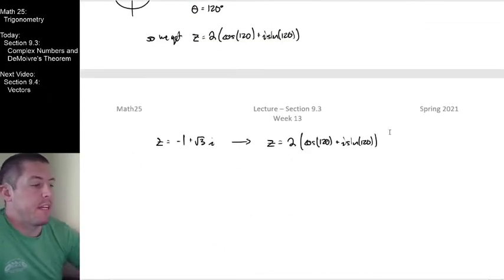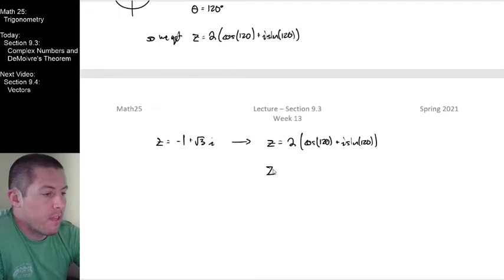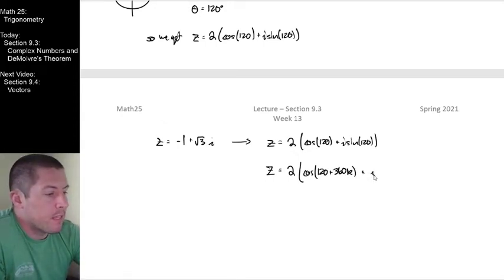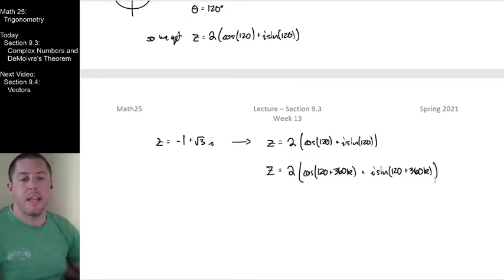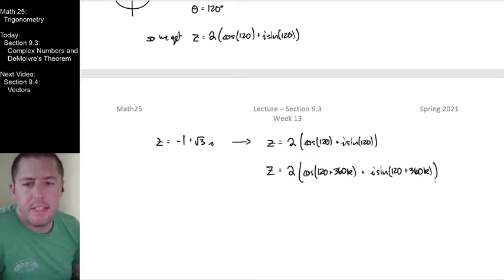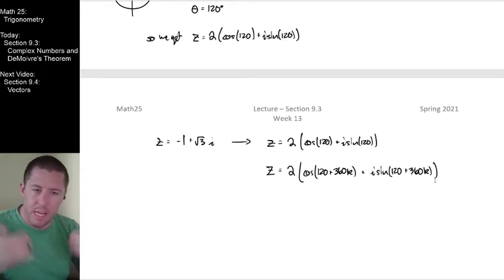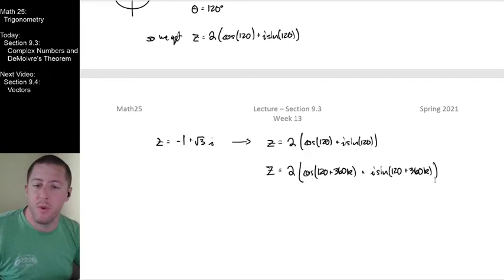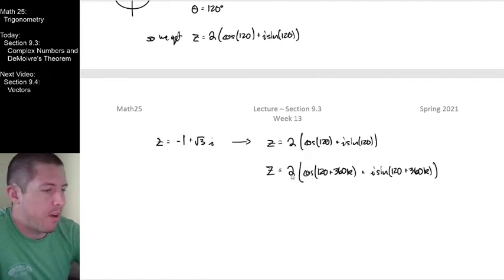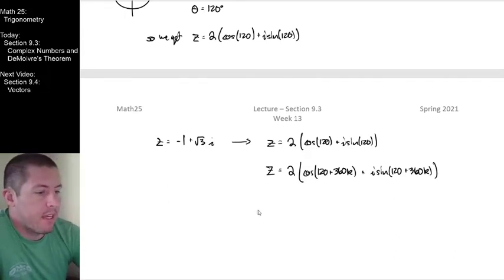And so what I'm going to do right here is say this is even going to be 2 times cosine of 120 plus 360k plus i sine of 120 plus 360k. And you guys know this to be true. This is literally just me saying, by the way, if the angle inside cosine and sine were 360 bigger, you'd get all the same numbers. We can add a whole extra revolution if we want. It's not affecting the values that we're getting out here. So now I can find the cube roots.